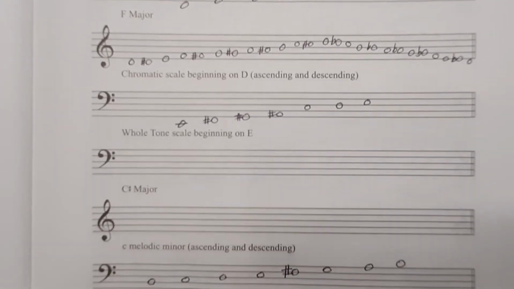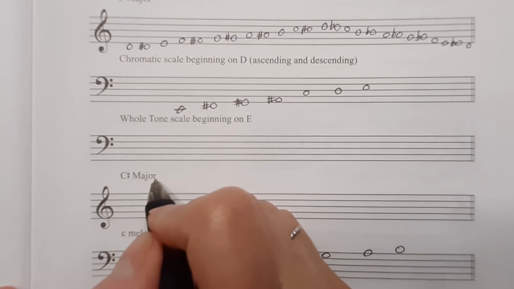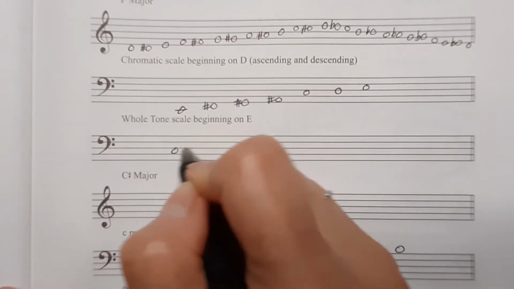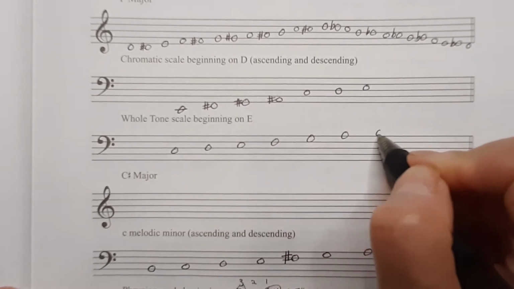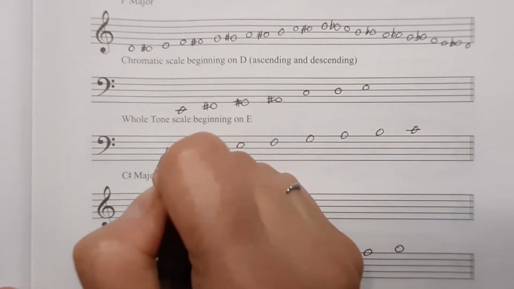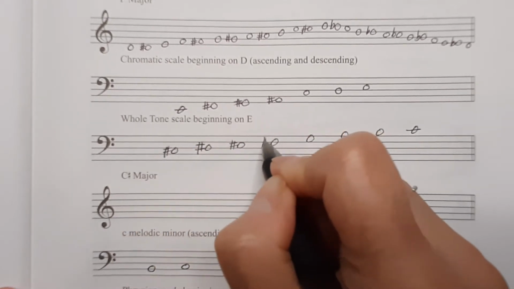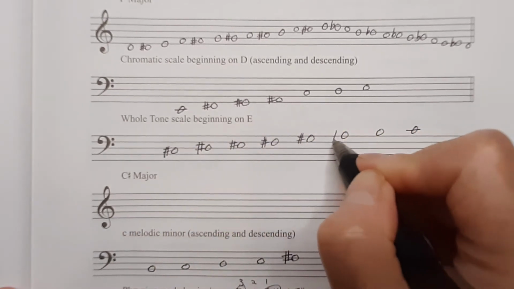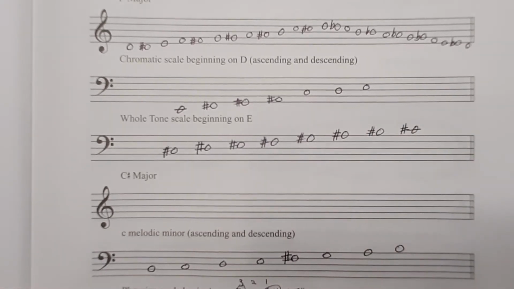Good. Let's do C sharp major. As you know, there are all 7 sharps, right? So draw the notes from C to C in the bass clef. And sharp them. Sharp all of them. G, A, B, C. That was easy.